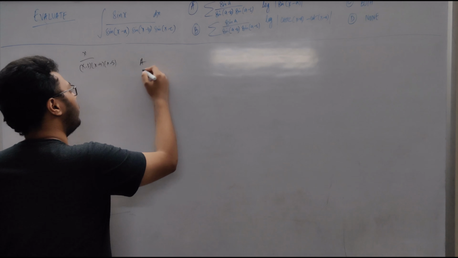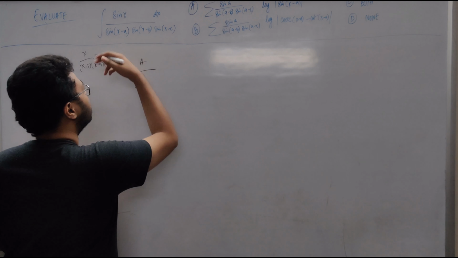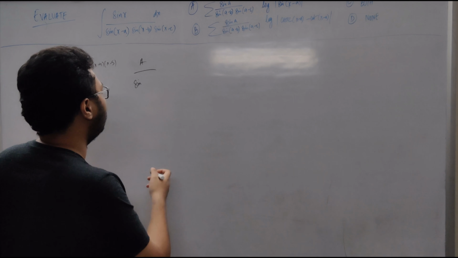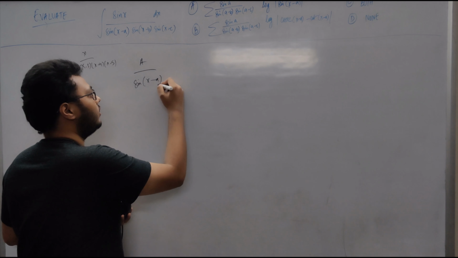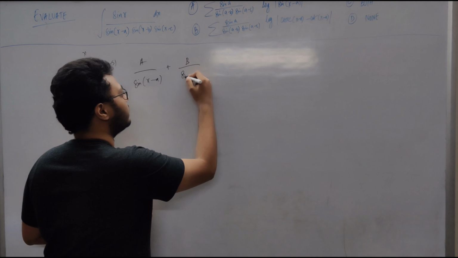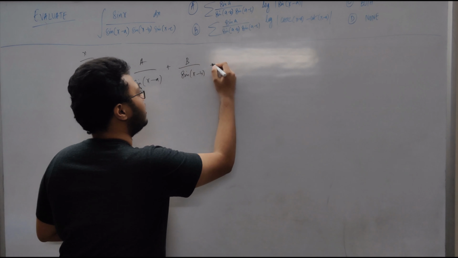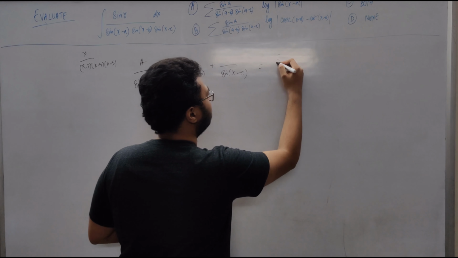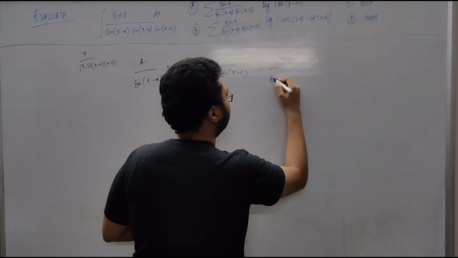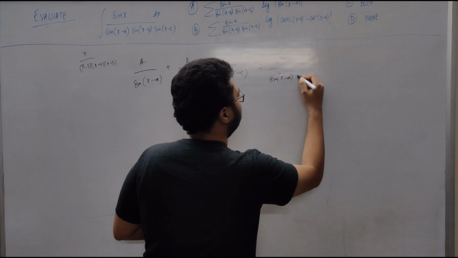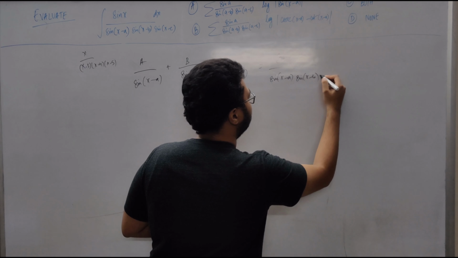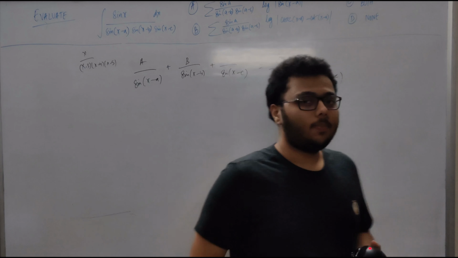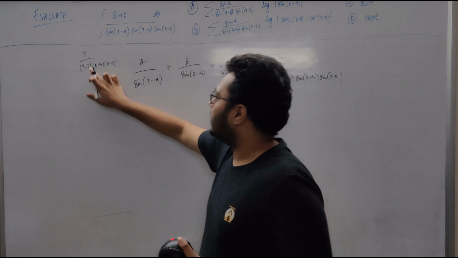So we can write the same thing, sin x upon sin x minus a, sin x minus b, sin x minus c, as a upon sin x minus a plus b upon sin x minus b plus c upon sin x minus c. Let's say this is equal to sin x upon sin x minus a, sin x minus b, sin x minus c. Okay, so if we just assume this, I'll just erase this off.